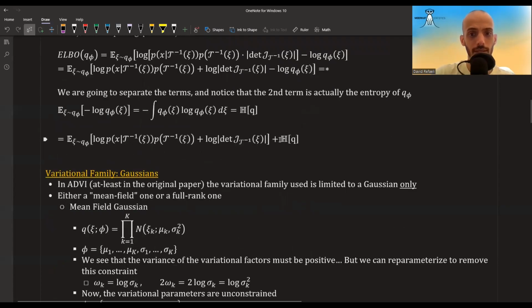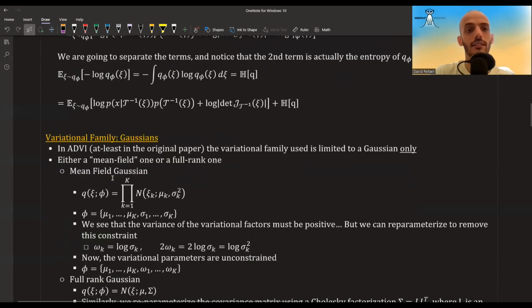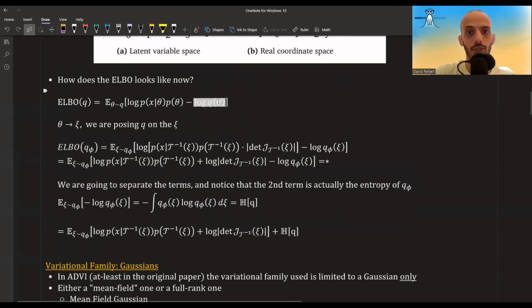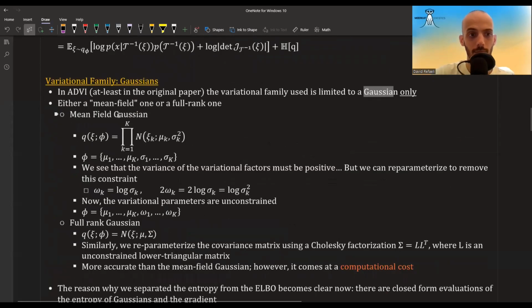And the reason we are doing this is because for Gaussians, as we will see, there are closed form solutions of what is the entropy of Gaussians. Okay, so we reached this far. The question now is which Q we are going to use. And as I mentioned before, in ADVI, we are only using Gaussians. There are two types of Gaussians that are considered in the paper. One is the mean field Gaussian, basically a Gaussian with a diagonal matrix. And the second is the full rank Gaussian.